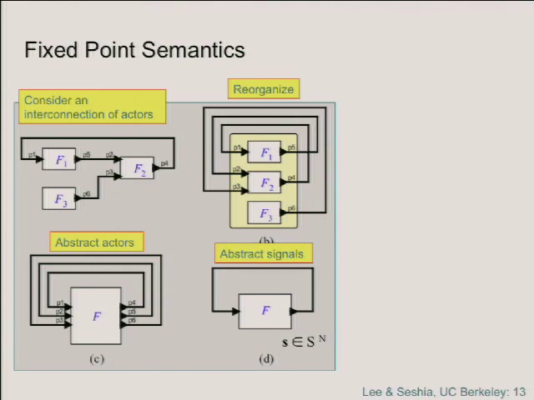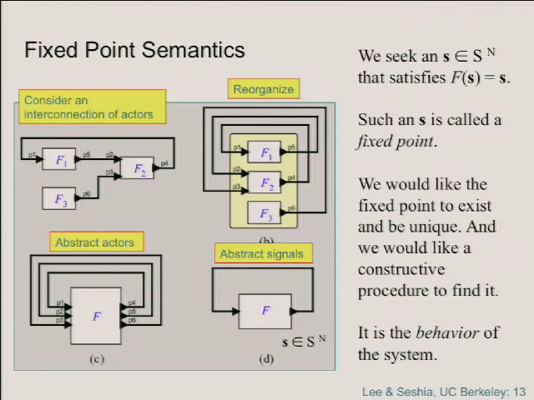Okay? Now, we would like this fixed point to exist and be unique, and we would like to find a constructive procedure to find it. Okay? What I mean by a constructive procedure intuitively is simply something I can implement in sequential software. Okay? I'll show you that actually there are feedback systems for which there is no constructive procedure for finding its behavior. So it turns out we probably, in order to implement these things in sequential software, we have to reject a class of systems. Okay?